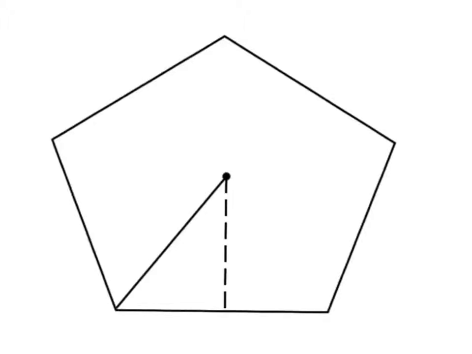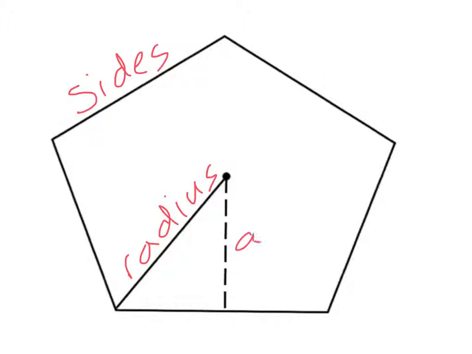So when we're looking at a pentagon, there are the same qualities as in any regular polygon. They have sides, they have a radius, they have the apothem, and they have the center. Those qualities apply for every polygon that you have.